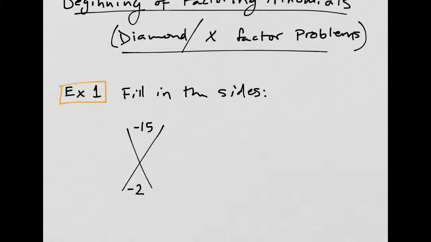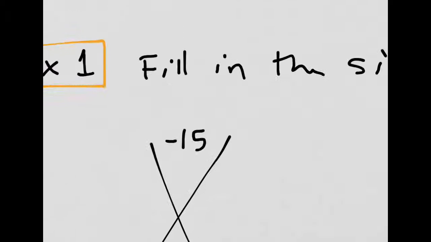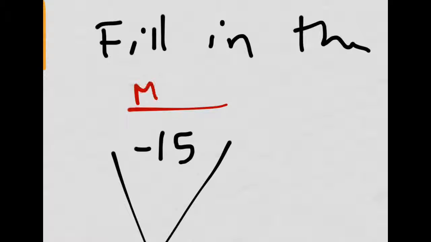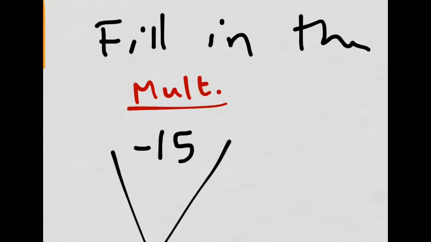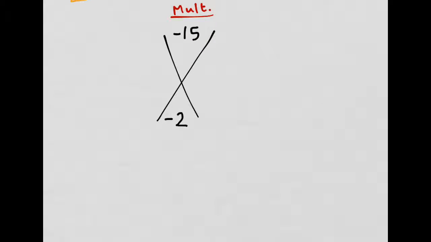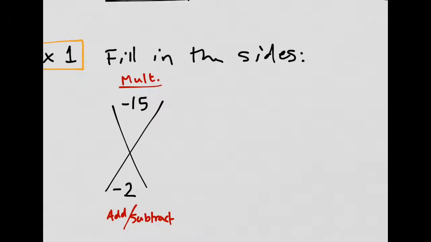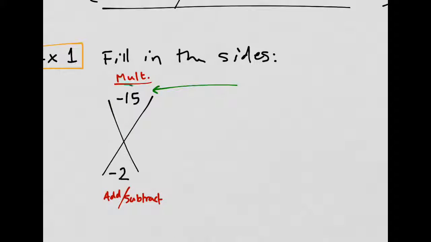So here's how you're going to do this. It says fill in the sides. That's what we're trying to do. We're trying to fill in these numbers. And here's the question that you have to ask yourself. The top part is multiplication, and the bottom part is addition or subtraction. What does that mean? Well, I'm looking for two numbers that multiply to get negative 15.